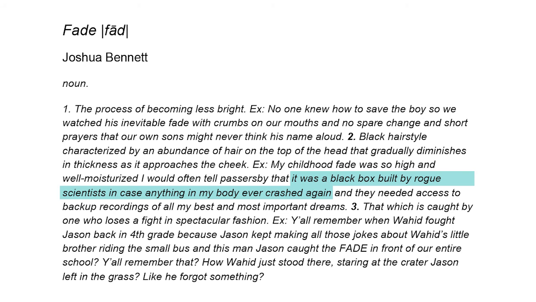Black box is referenced in the second definition when Bennett says, "It was a black box built by rogue scientists in case anything in my body ever crashed again." This definition of a black box is a recording device that is retrieved in the event that the plane crashes to help with an investigation as to what caused the accident. Knowing the proper definition of black box helps to better understand what the second stanza means.